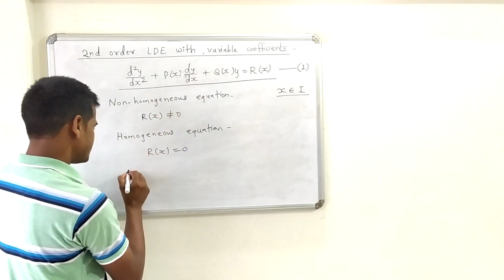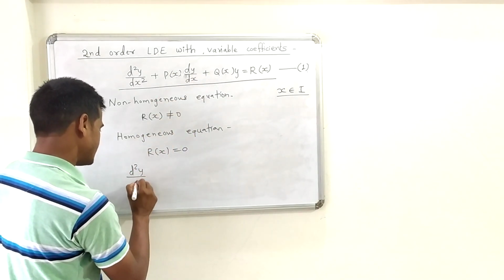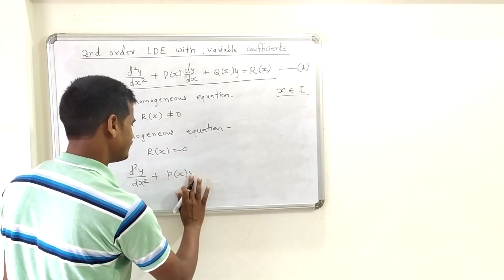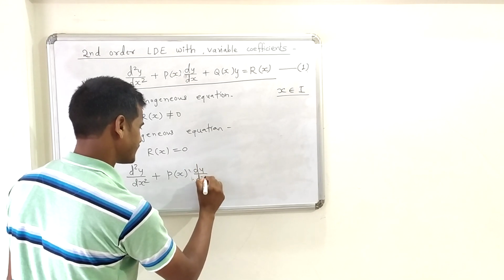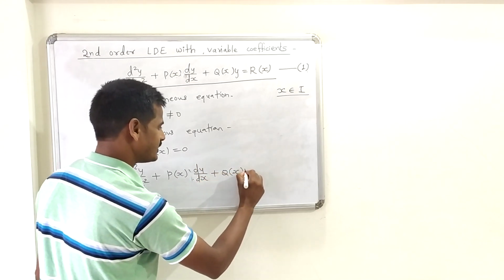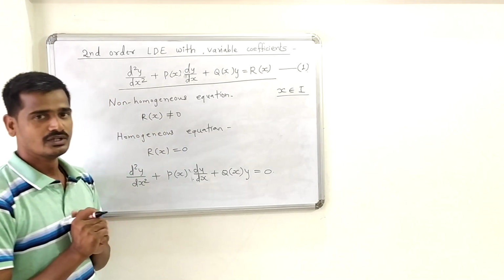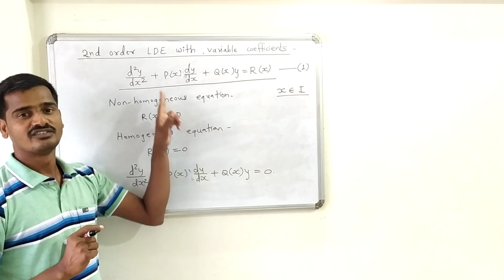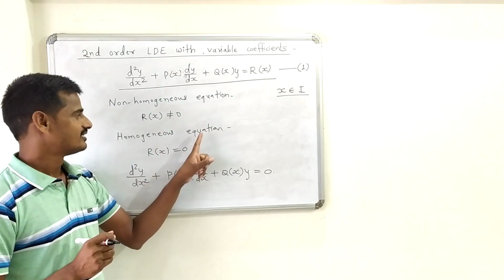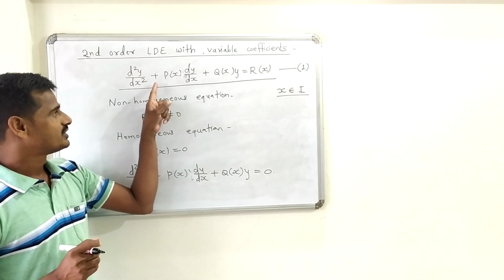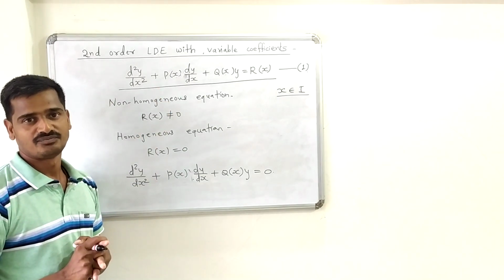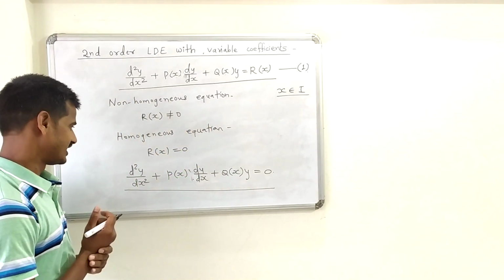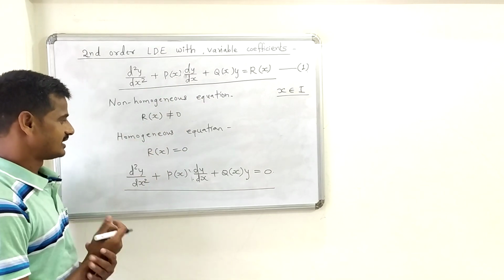So for the given differential equation, d square y by dx square plus p of x into dy by dx plus q of x into y is equal to 0. This is called the reduced homogeneous linear differential equation, or the homogeneous differential equation associated with the given differential equation. So this is called the homogeneous equation corresponding to the given differential equation.